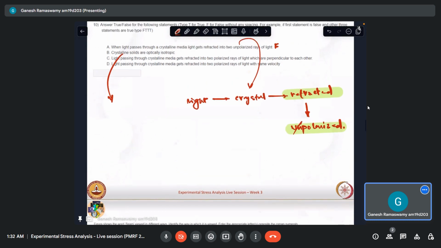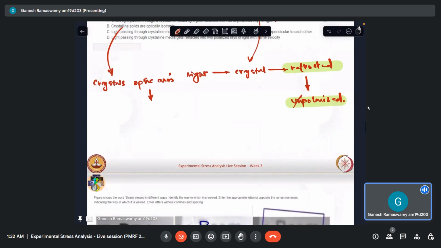This is not true. Why? Because crystals have something called an optic axis, and when we talk of an optic axis, if light is parallel to the optic axis, it passes unaltered.